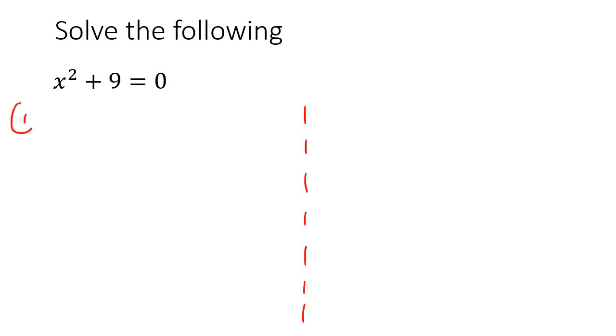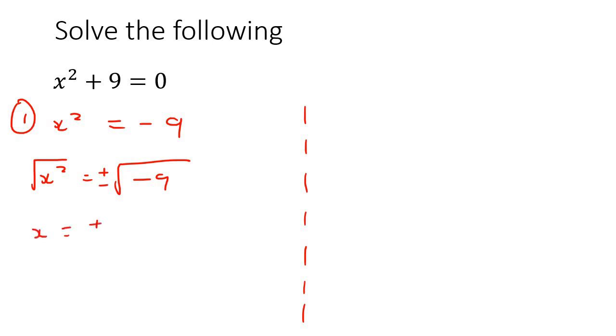So for the first method, which I love, is where you just take the 9 to the other side. Then you take the square root on both sides. So square root and square root, and then you say plus minus. Then x equals plus minus. Now square root of minus 9, it'll give you an error on your calculator, so you rather do it like that. And then just remember that these are the rules that I want you to remember for this lesson.